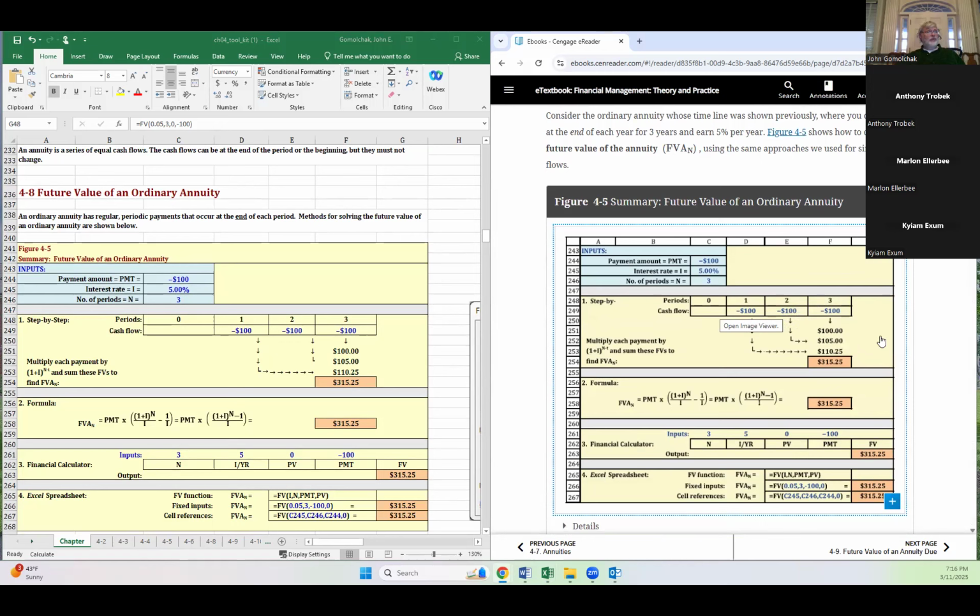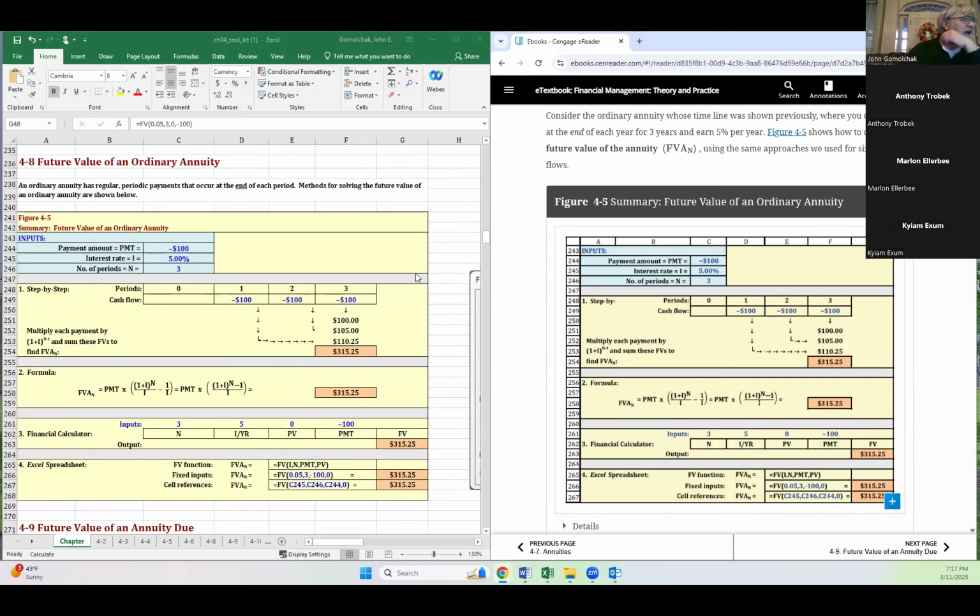So what you could do, in the step-by-step process, this is the future value. So what's the value going to be of each of those $100 payments at the end of year 3? Well, let's do it backwards here. I'm going to follow these arrows. Okay, I guess I can do it over here. It's a little brighter and bigger.